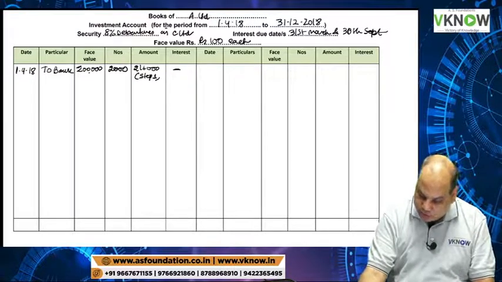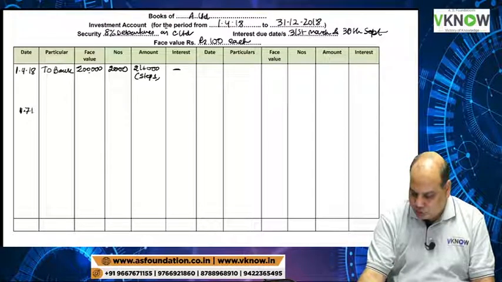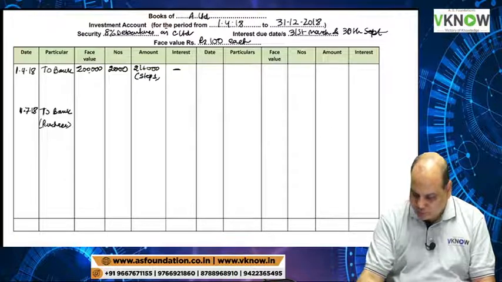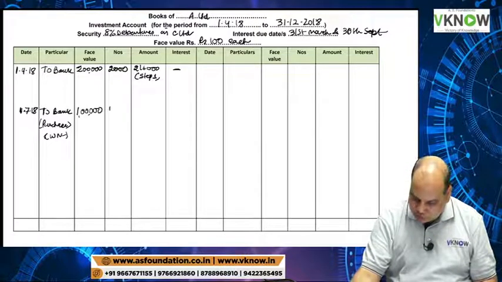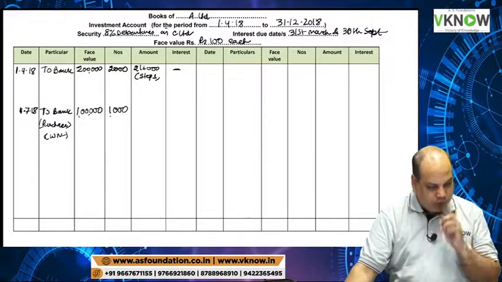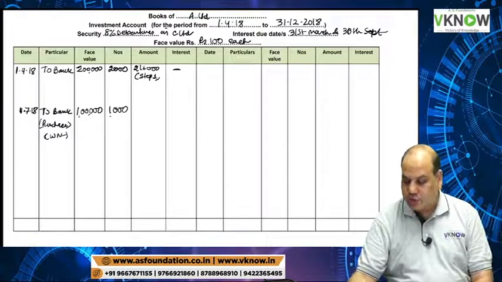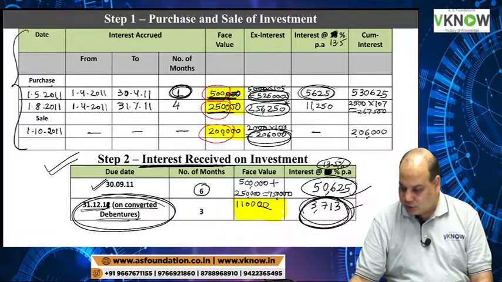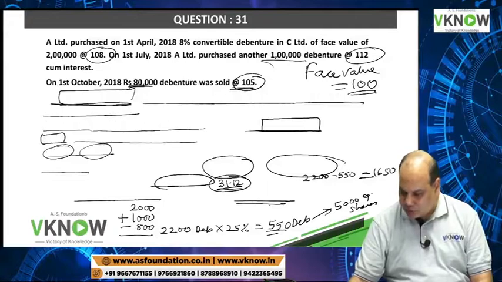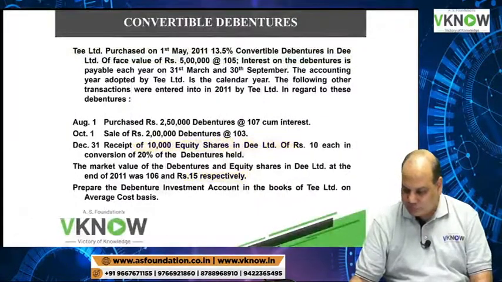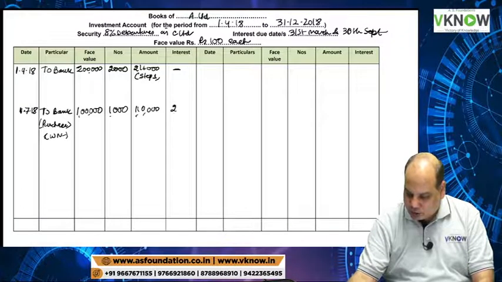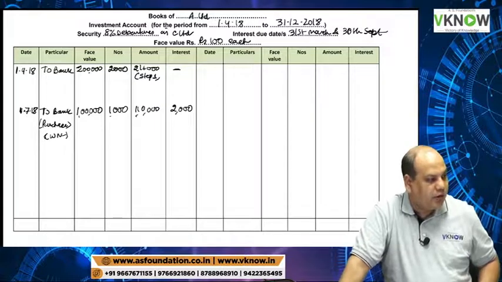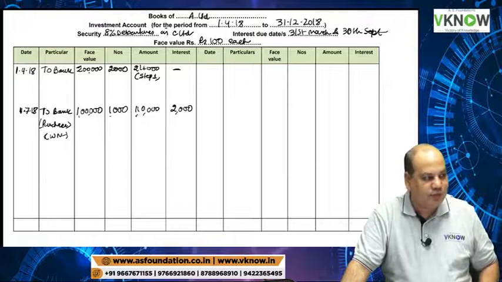Then there is one more purchase on 1st July 18. 1st July 18 to bank, purchase, working note 1. You have purchased investment of 1 lakh face value, quantity 1000, and it was purchased for, go to working note 1, check the ex-interest amount. This ex-interest amount was 1,10,000. And interest amount was 2000. Do you agree? Say yes. We agree.